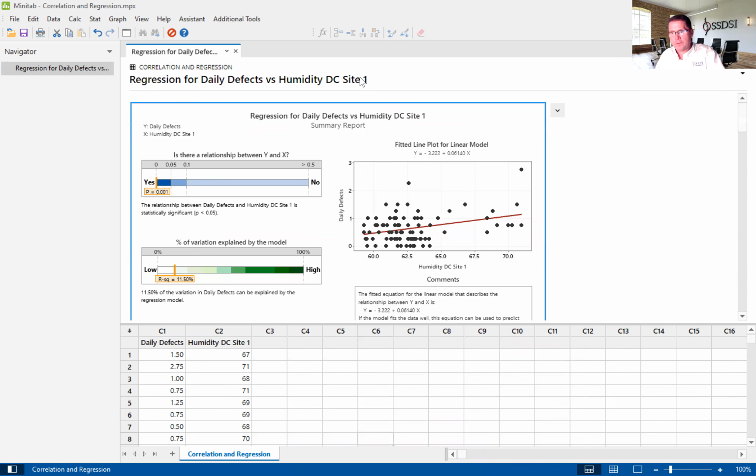Okay, so I hope that this has given you a little bit more information about the simple linear regression that we use in Minitab version 20's Assistant.